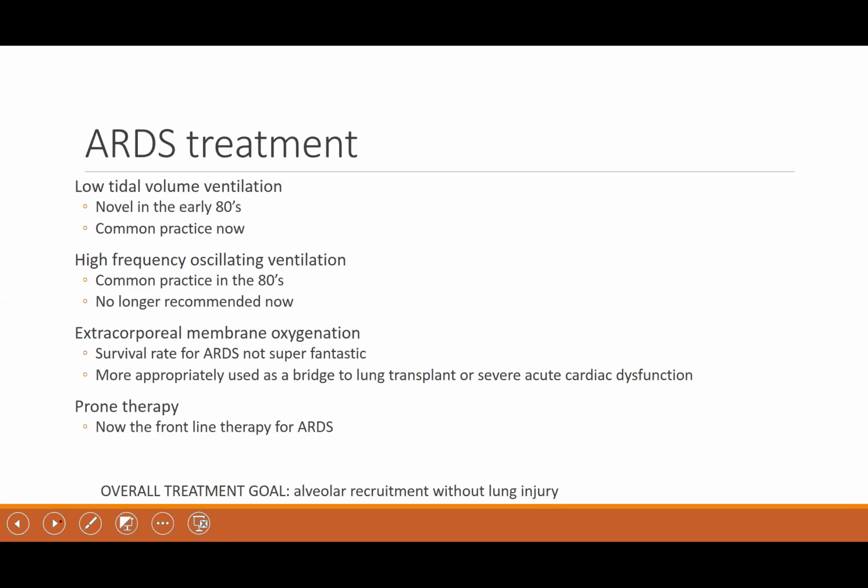Okay, so treatment for ARDS. Treatment for ARDS really hasn't changed very much in the last many years. Probably the biggest contribution to ARDS treatment has been the low tidal volume ventilation. So that came out in the 80s. It is a very, very common practice now.